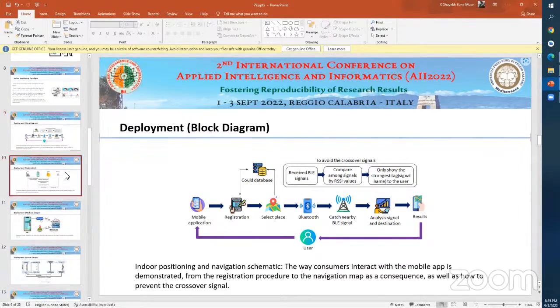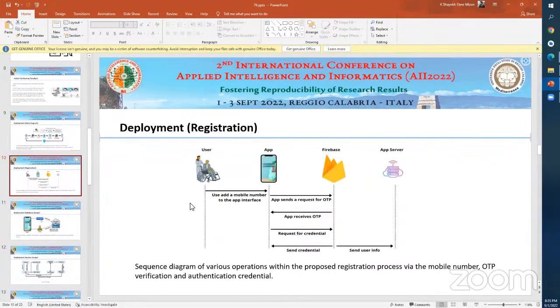Okay, so next, how the registration process works. It is a mobile number based, OTP verification based registration. The user adds a mobile number and sends the request for the OTP to Firebase, and after Firebase sends the OTP, the app receives it, valid for 2 minutes. Then the app requests credentials, and after that, the credentials are sent back. So that is how the registration is processed here.